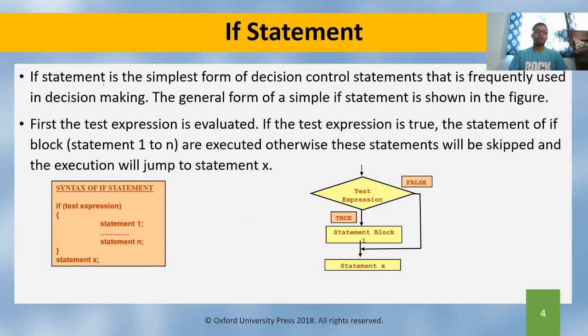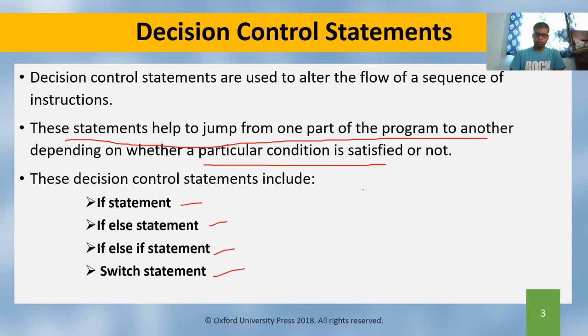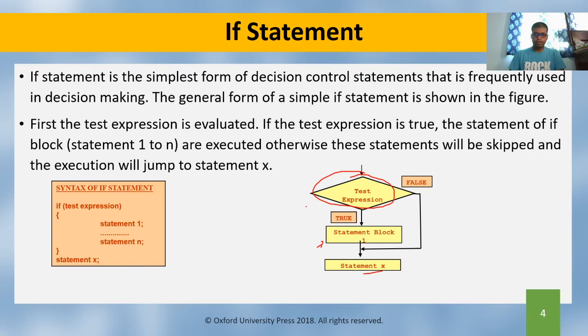So coming to the if statement. The if statement is the simplest form of decision control statement that is used in decision making. The general form of the simple if statement is shown in this figure. Here is the decision control expression, which is known as the test expression. If it is true, this will be executed, and if it is false, then it will go to another statement. So this is known as the decision control.